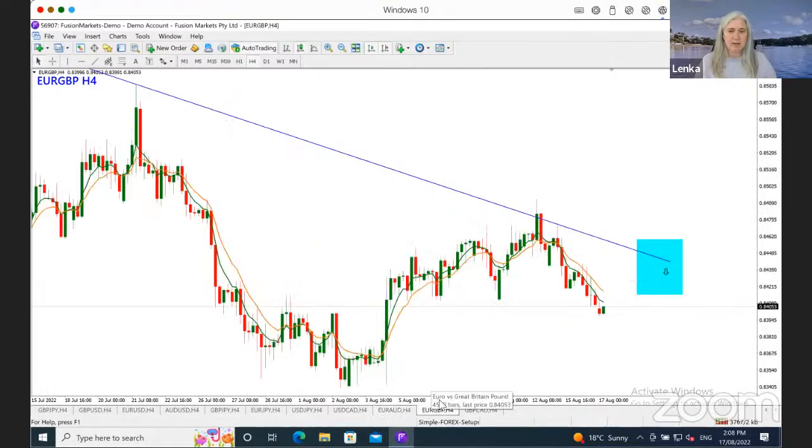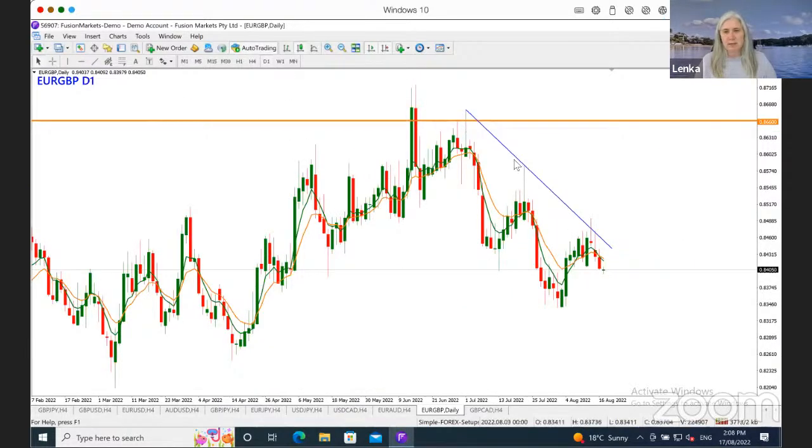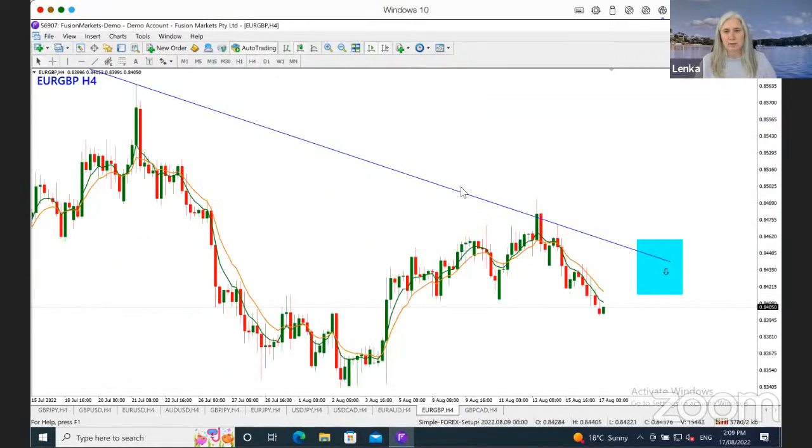Next currency pair is Euro GBP, and Euro GBP I'm looking for short. On the daily, we're still in the downtrend. We had a push from the previous trend line. So looking for any further movement down, either at the top of that trend line or from the bottom of these previous lows as well, and just looking for short there.